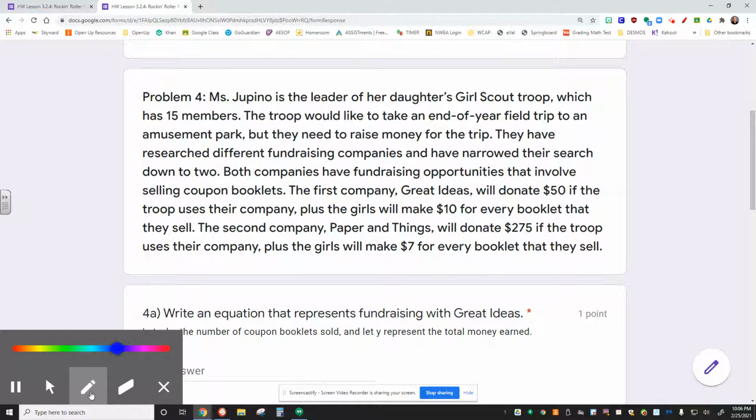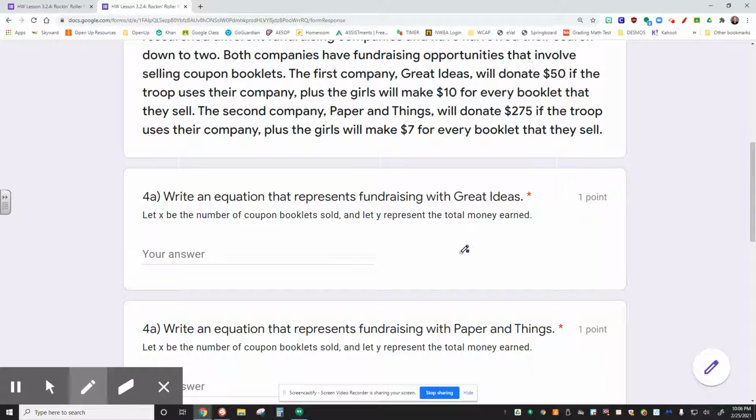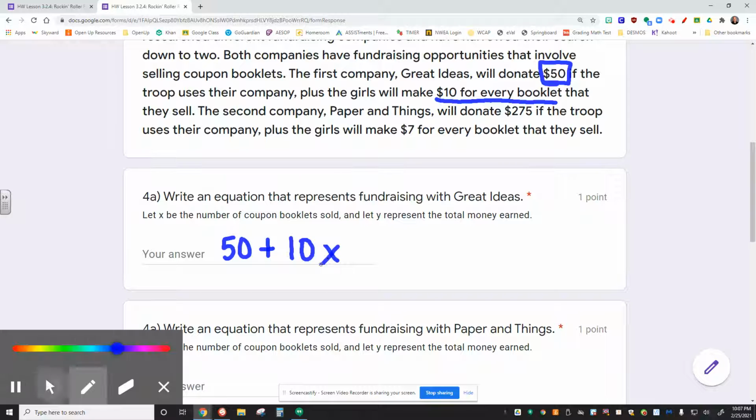And the second company, Paper and Things, is willing to give a bigger donation of $275 if they use their company, plus the girls make $7 for every booklet that they sell. So when we look at Great Ideas, we have to think about where they start. They started at giving them $50, plus they're going to give them $10 for every booklet that they sell. So it might be a good idea to start with the $50 plus increasing at a rate of $10 per book. Okay, makes sense. There's one more thing missing that you need to come up with here.